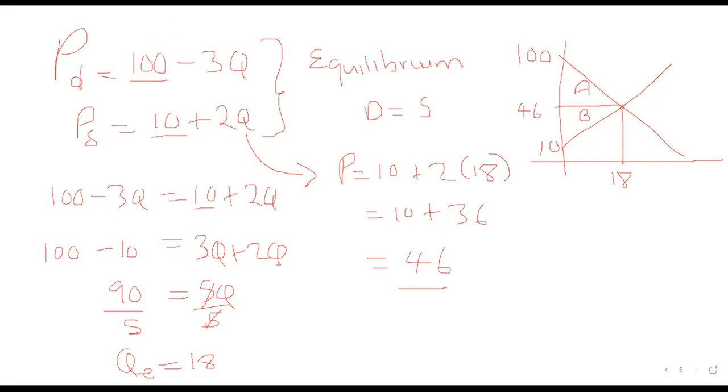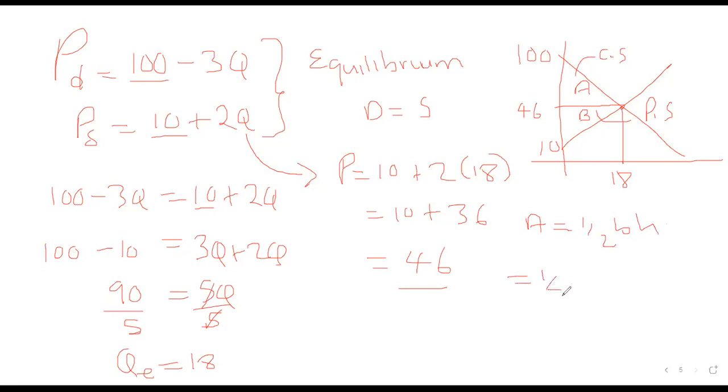Consumer surplus is A. Therefore, producer surplus is what? B. Okay. So how do we calculate now the area of A? Consumer surplus, half BH.